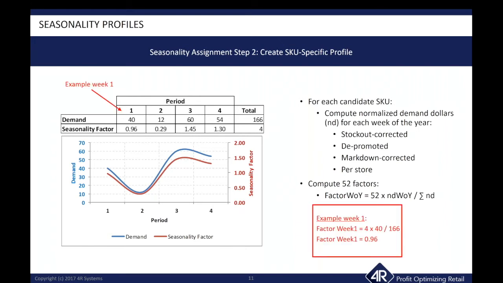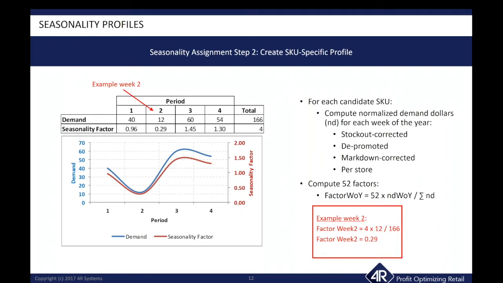So looking at the example on this slide, we've abbreviated the normal 52-week period to a 4-week time period just for ease of explanation. So the seasonality factor for week 1 is equal to 4, which is the total number of weeks in this example time period, multiplied by 40, which is the normalized demand for week 1, divided by 166, which is the summation of the total demand for the 4-week time period, and therefore the seasonality factor for week 1 is equal to 0.96.